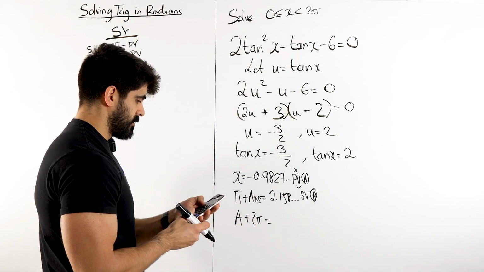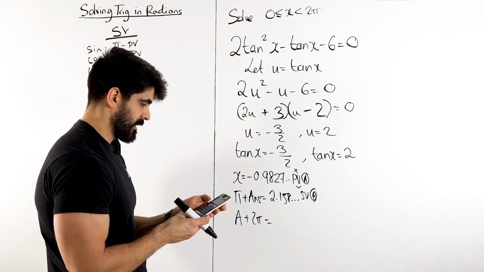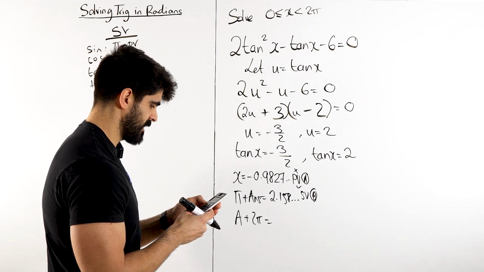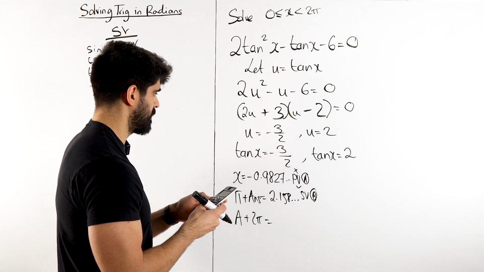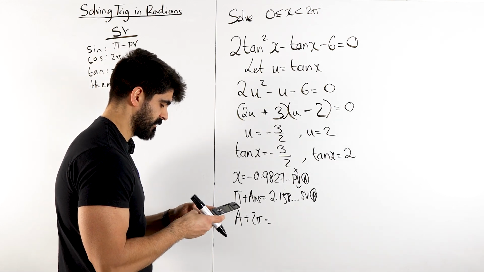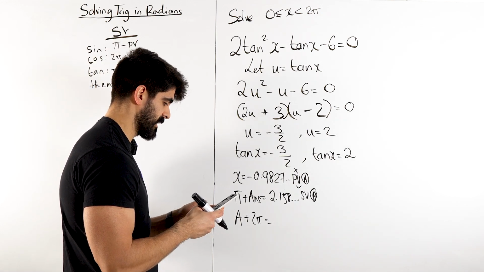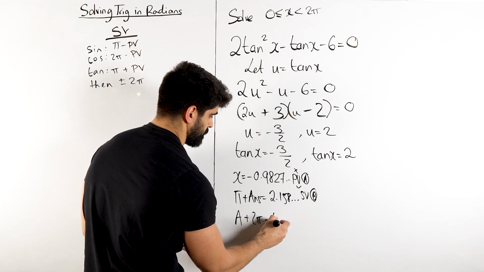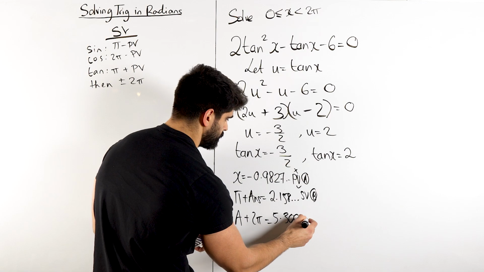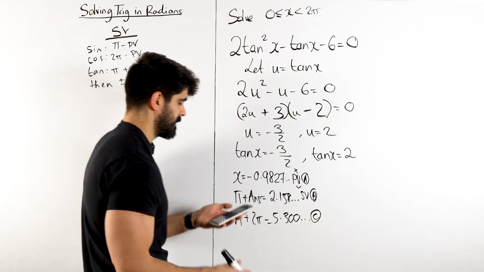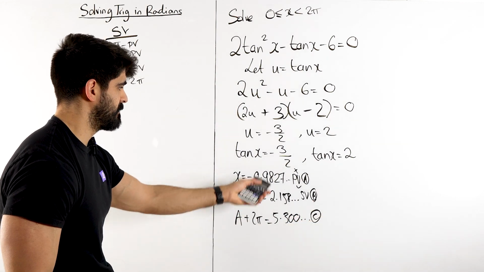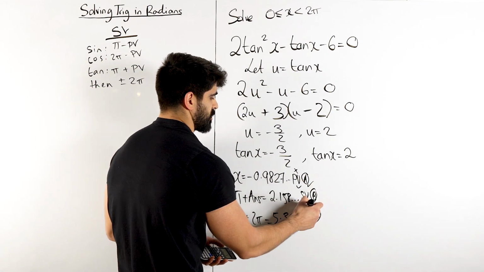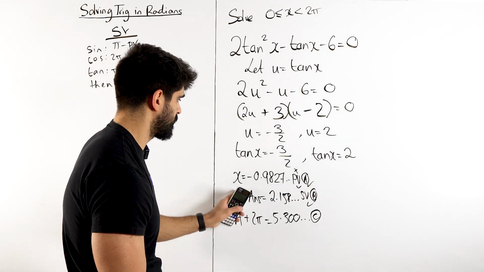So when I do a plus 2 pi, I get 8. Wait. My a, did I store a? Ah, no, I didn't store a. Inverse tan of minus 1.5 is that. Store as a. Add 2 pi, 5.300. I'm going to store that as c. Not that I need it to store as c because these already equal x. But I just do it just in case. Okay, so we have 2 solutions.